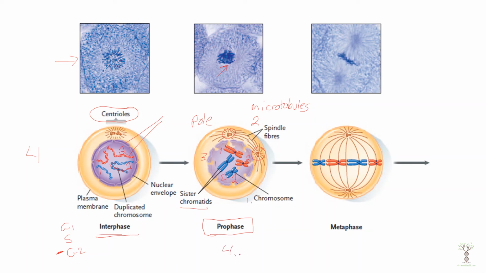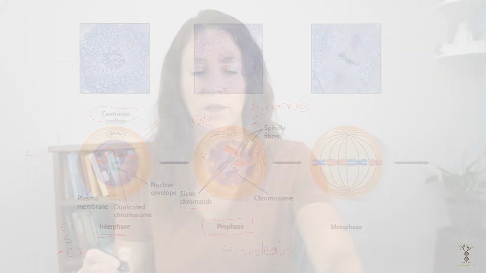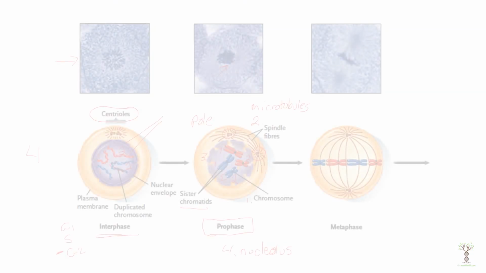And one last thing is the nucleolus. Do you remember how the nucleus has a nucleolus? It's a dense region of the nucleus where we make ribosomal RNA. That no longer is visible under a microscope once mitosis begins. So we say that the nucleolus disappears, it just breaks apart and it will reform again later.